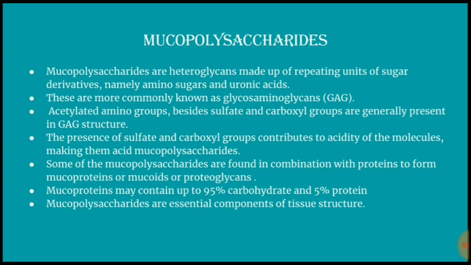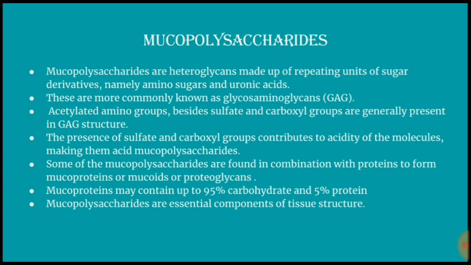Some of the mucopolysaccharides are found in combination with proteins to form mucoproteins or mucoids or proteoglycans. So these mucopolysaccharides can be combined with proteins to produce mucoproteins. So this mucoprotein composition will have 95% carbohydrates and 5% proteins. So there is a majority of carbohydrate as well as a little amount of protein mixed with the mucopolysaccharide to produce mucoprotein.